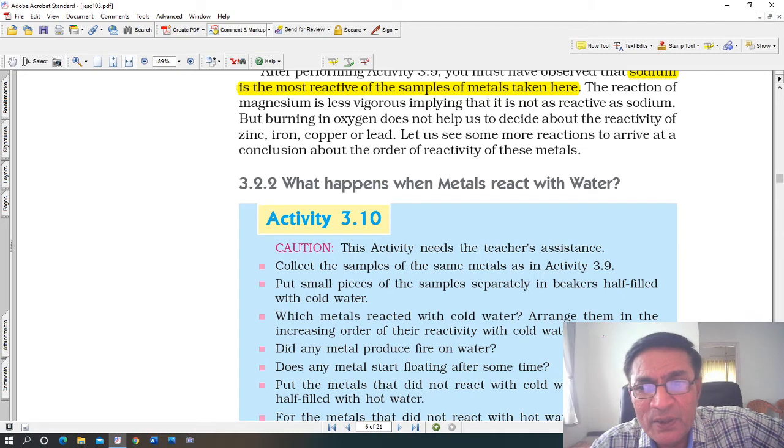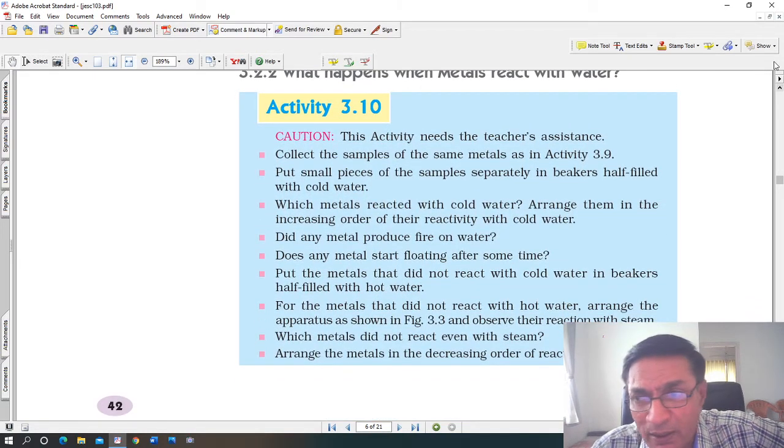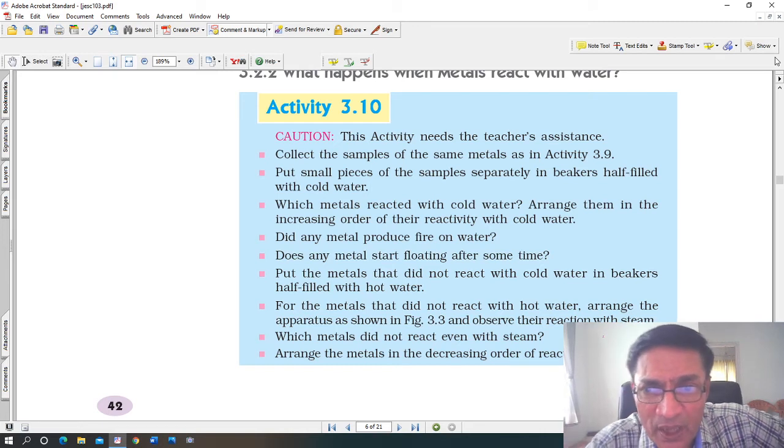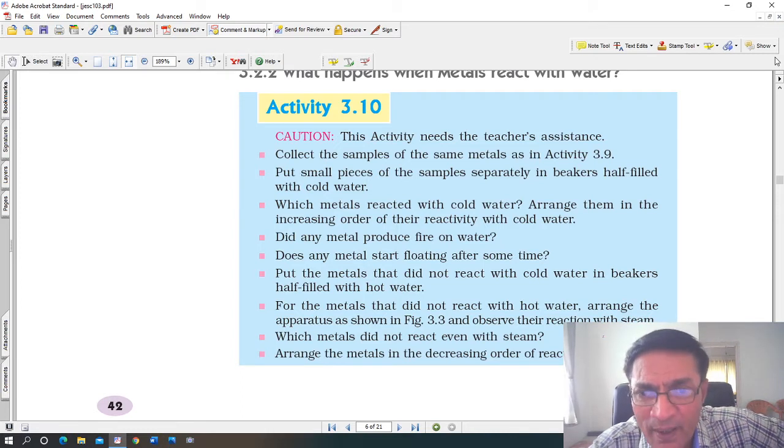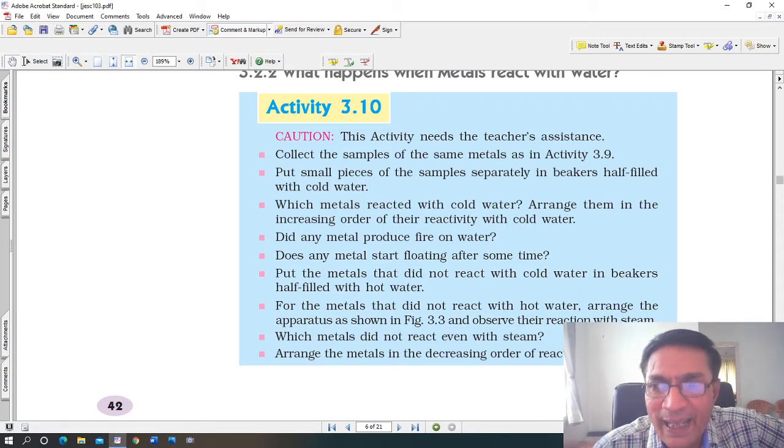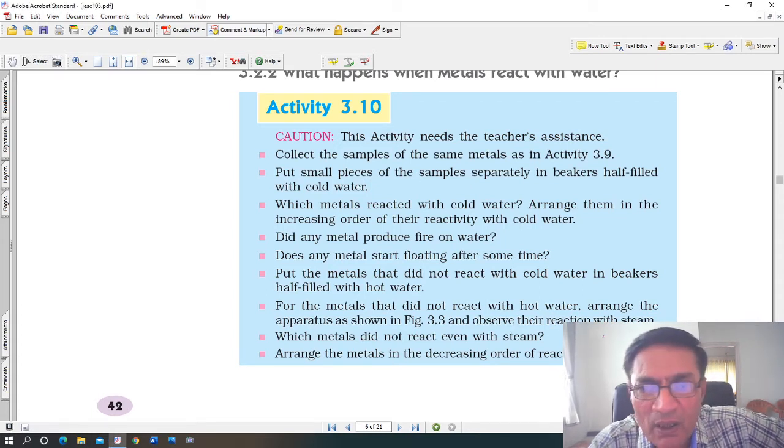Alright, what happens when metals react with water? Now oxygen is done, now metals reacting with water. This activity again needs teacher's assistance. Collect the samples of metals like calcium, sodium, potassium, magnesium, and so on. Put small pieces of these metals, okay, in a half-filled beaker with cold water. Which metals react with cold water?